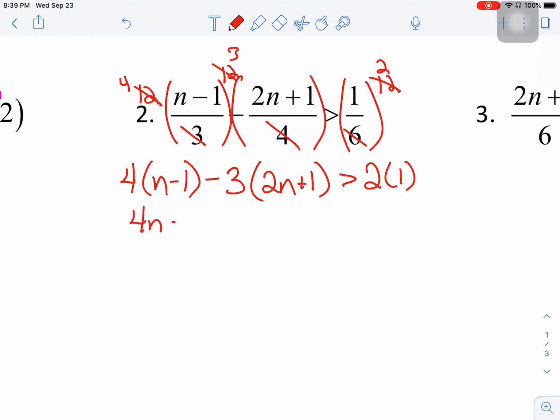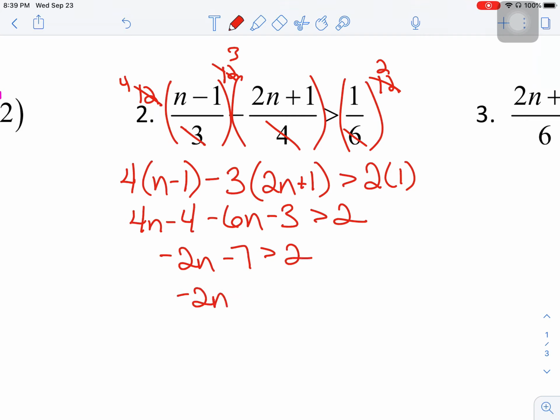All right, so 4n minus 4, negative 6n minus 3 is greater than 2. So negative 2n, what is that, minus 7 is greater than 2. So negative 2n, and I'm going to add 7 to both sides, is greater than 9. Now, again, I am dividing both sides by a negative at this point. So I'm going to write n is less than negative 9 over 2.